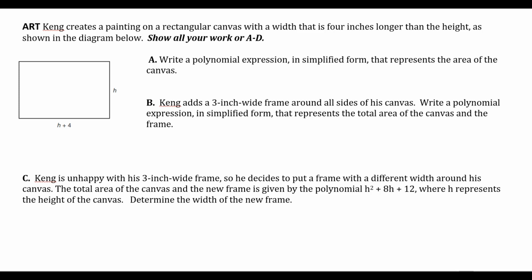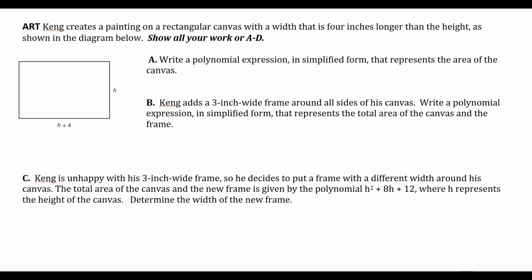All right, so Art King creates a painting on a rectangular canvas with a width that is 4 inches longer than the height. As shown in the diagram below, show all your work for 4A through D. Write a polynomial expression in simplified form that represents the area of the canvas.